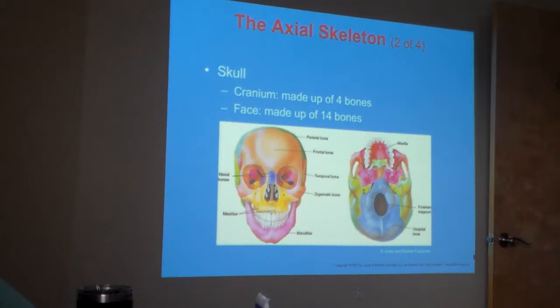So this is the skull. The cranium itself is 4 bones. Okay, the frontal, parietal, temporal, and the zygomatic, or excuse me, occipital. Those are the 4 bones that create your cranium.